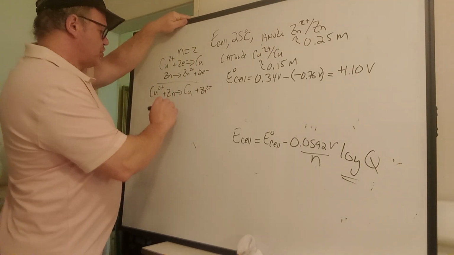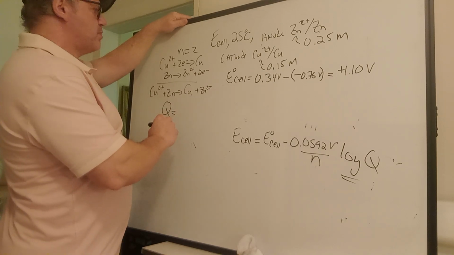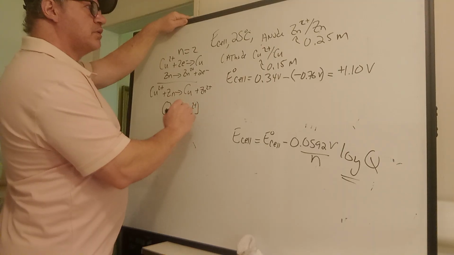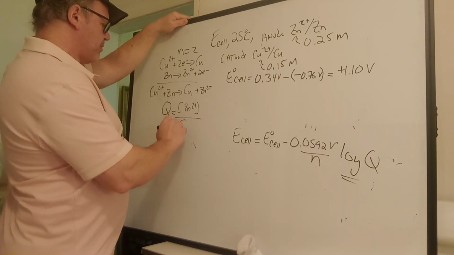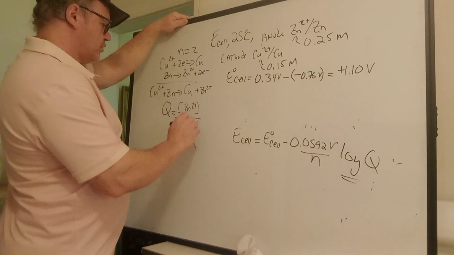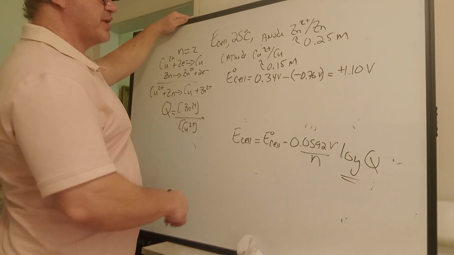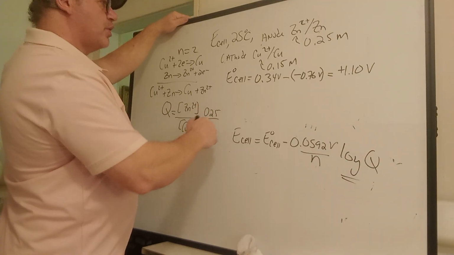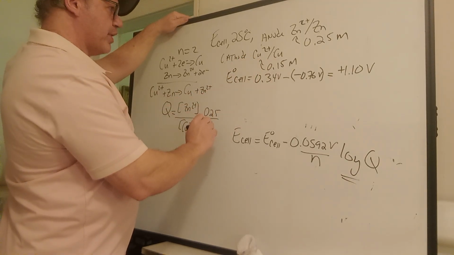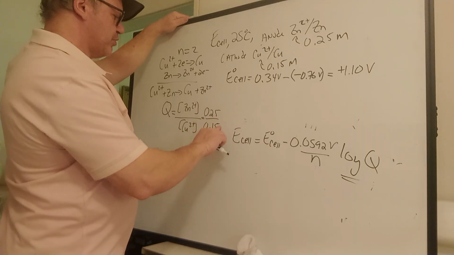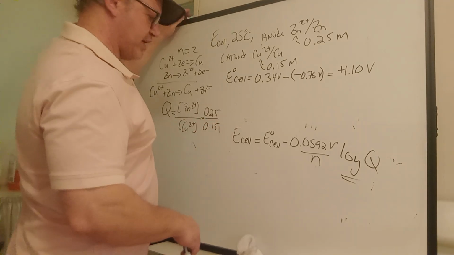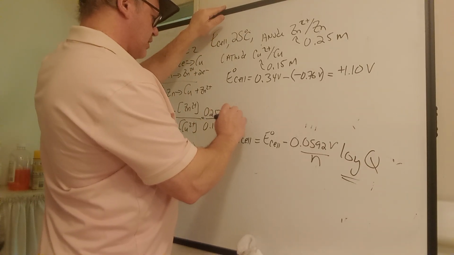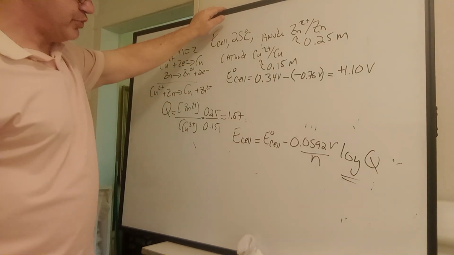Off to the side, let's do Q. Q is going to be equal to zinc 2 plus over copper 2 plus, which is going to be, let's put it in here, zinc 0.25 molar over copper 0.15 molar. I don't need the molar in there to cancel, and it's dimensionless by definition. That should be 1.67. 1.67, right? So we have that.